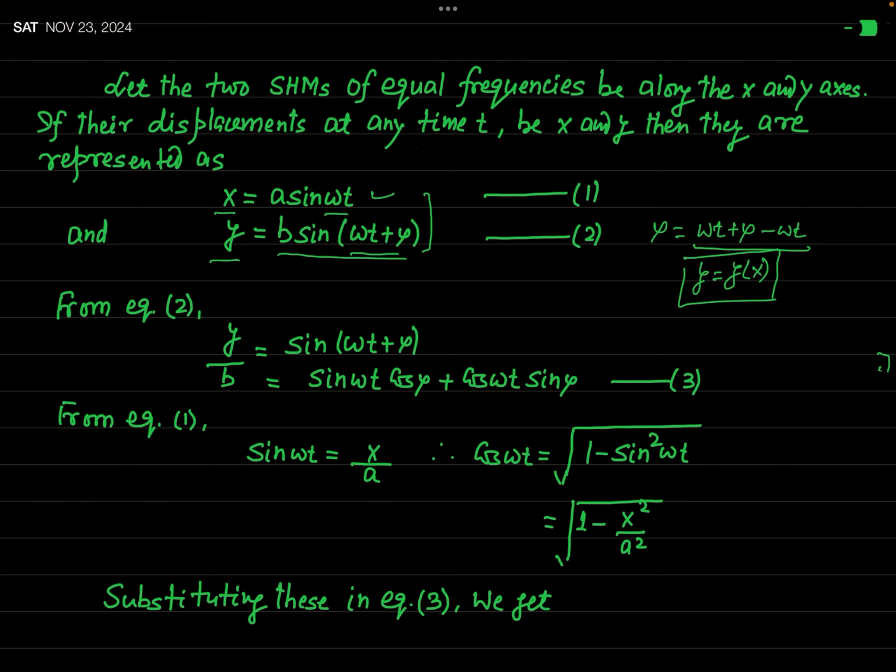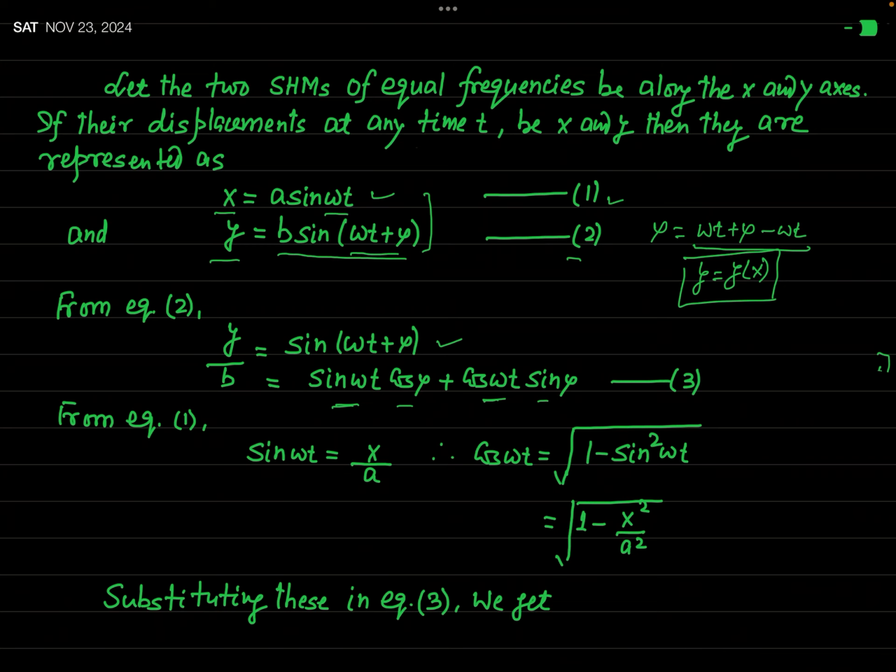And how can we do it? This is very easy. You can write the second equation in this manner: y over b equal to sine of omega t plus phi. Now expand this sine of omega t plus phi. Sine of omega t plus phi can be written as sine omega t times cos phi plus cos omega t times sine phi. Now in this equation, our aim is to remove sine omega t and cos omega t and bring x here. That can be done by the use of equation 1.